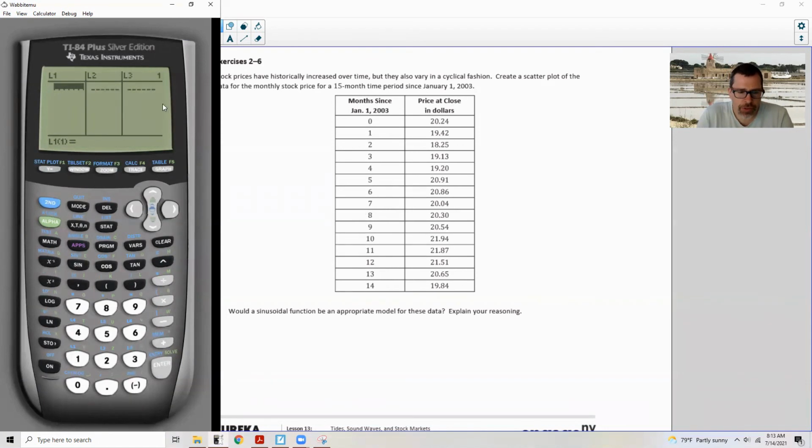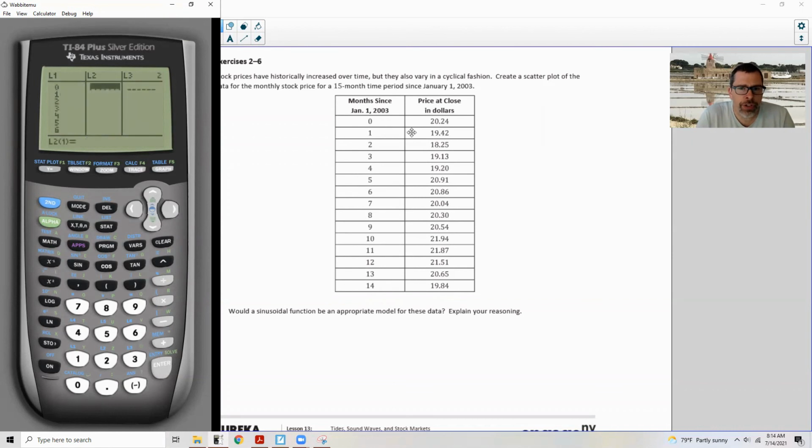So this is just simply going to be 0, 1, 2, 3, 4, 5, 6, 7, 8, 9, 10, 11, 12, 13, 14. Okay, so you should have 15. If you put the cursor on here, it tells you in parentheses how many data values you have. Obviously, if you're starting at 0, and the last number is 14, there's 15 entries.